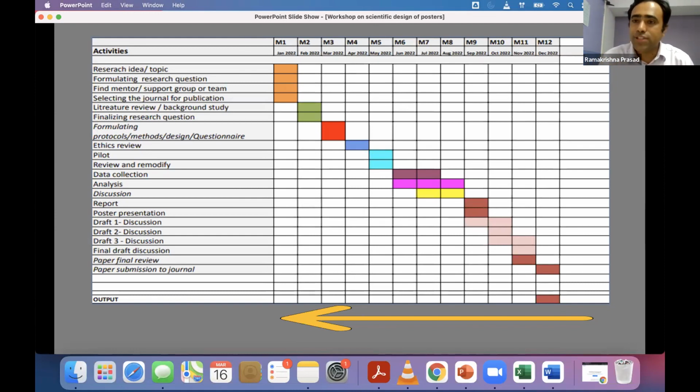I know the reviewers are family physicians who understand my perspective, and it both contributes to the field and will contribute to your learning. And then there are all these steps of doing a literature review, finalizing your methodology, ethics review, and things like that.